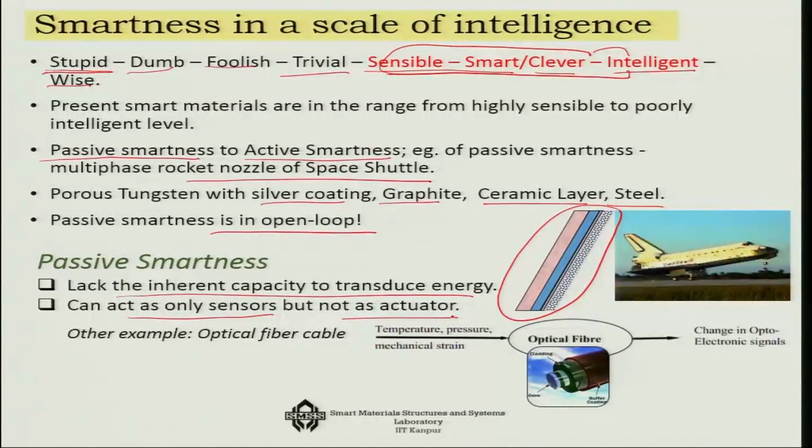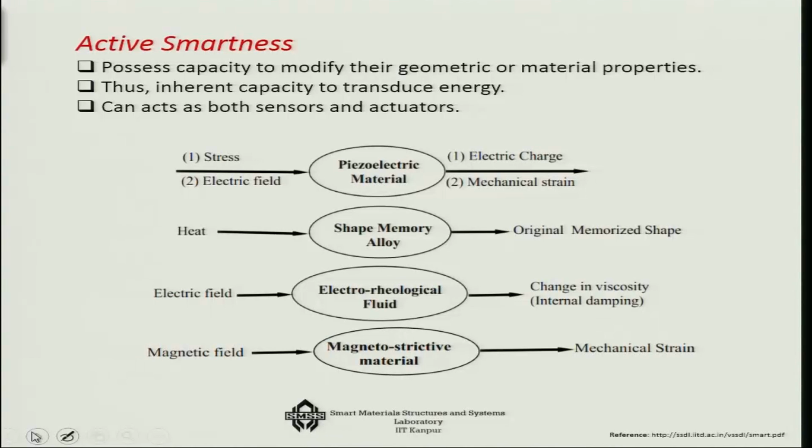So active systems, on the other hand, can actually change themselves. Now, if you look at active smartness, then the features that you will see are that they can modify their geometric or material properties. Thus, they have an inherent capacity to transduce the energy, and they can act both as sensors and actuators. Of course, there are some very specific materials like optical fiber, which are generally not used as actuators, only as sensors.